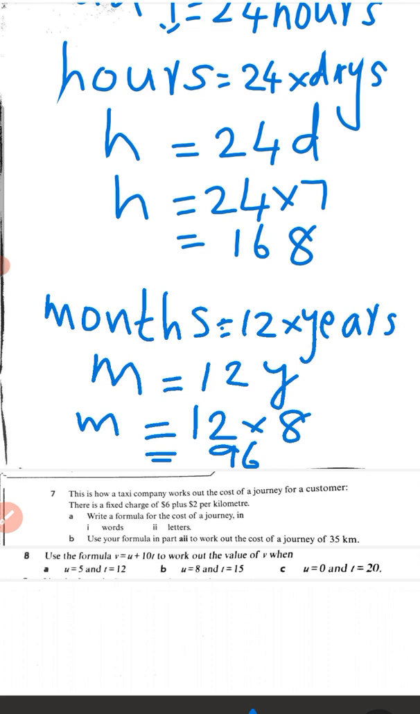So children, first think about the relationship between months and years. There are 12 months in a year. So months is equal to 12 into years, that is in words. Now use M for months and Y for years. So in letters the formula is M is equal to 12Y. Use this formula to find the number of months in 8 years. Substitute 8 for Y. So 12 into 8 is equal to 96.